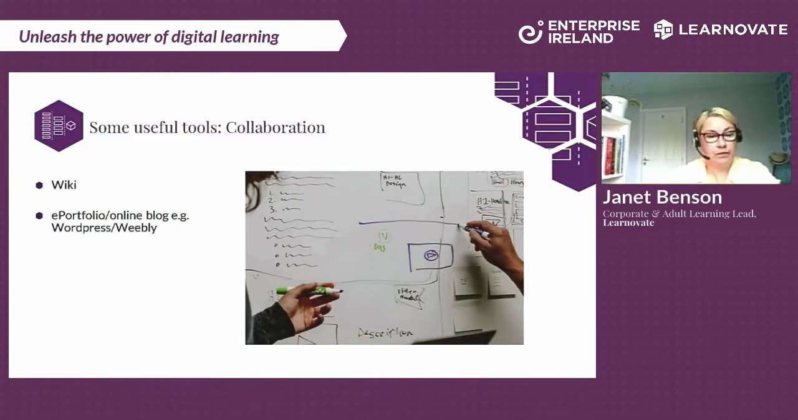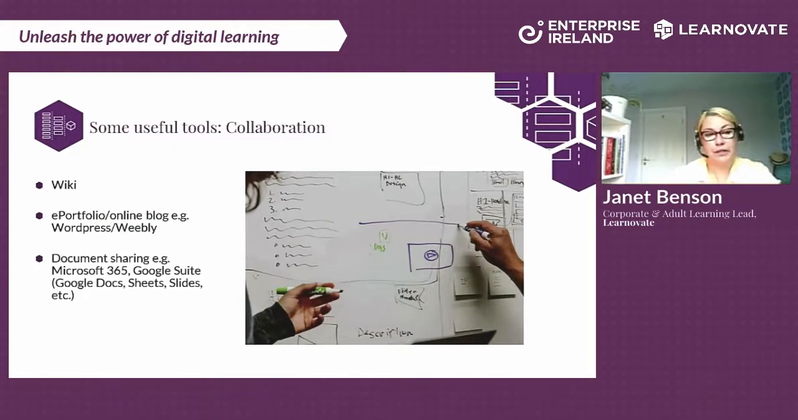E-portfolios and online blogs are really useful, such as WordPress and Weebly. Again, they're free, but the element of those that I like is that the e-portfolio or the online blog provides that opportunity for reflection that I mentioned earlier with regard to our learners. And it also offers peer-to-peer feedback. A lot of these online blogs have a function where you can make comments on other people's blogs, for example. So if you were to ask questions or make suggestions, that allows for that kind of peer-to-peer feedback, which is quite nice.